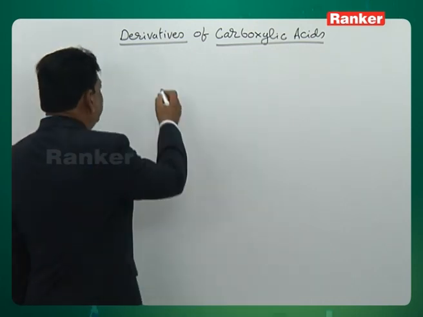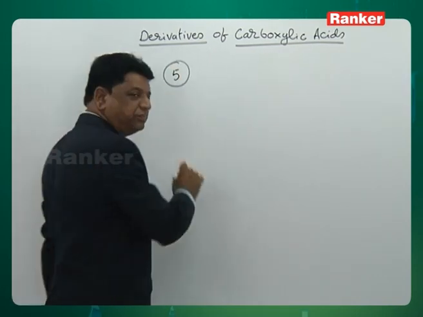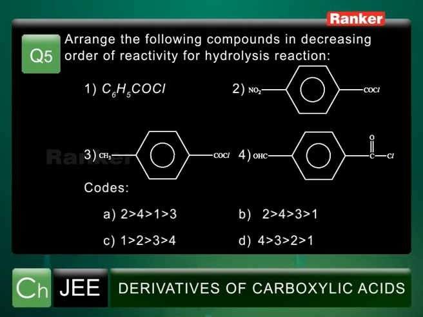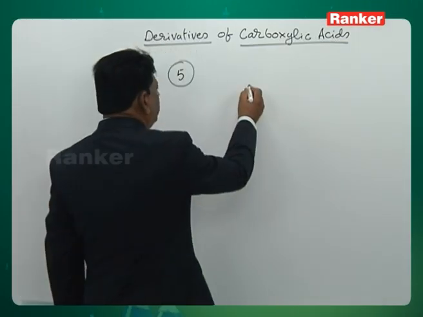Let us go to question number 5. Among the following compounds, arrange in decreasing order of reactivity for hydrolysis reaction. All 4 compounds are benzoic acid derivatives, actually benzoyl chlorides. The first option is simple benzoyl chloride, the second option is para-nitro benzoyl chloride, the third option is para-methyl benzoyl chloride, and the fourth option is para-aldehyde containing benzoyl chloride.